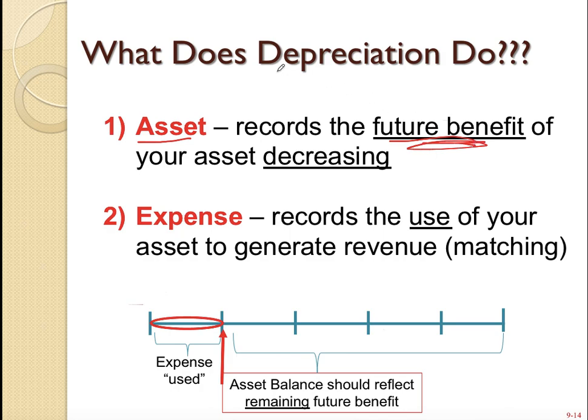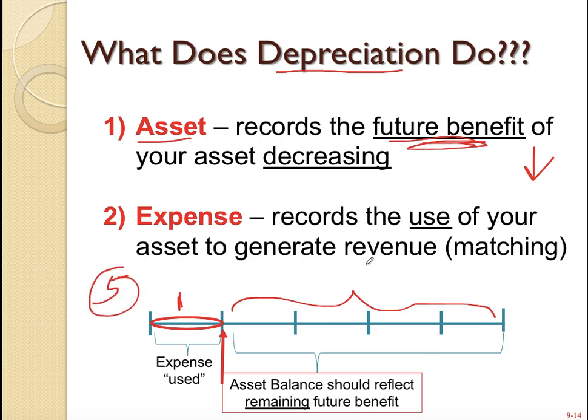And so what depreciation does is it records the future benefit of your asset decreasing or going down as you use it. So depreciation, again, is using your asset. Well, the future benefit goes down, because if you're going to use that machine for 5 years, when 1 year goes away, well, that means you only have 4 years left. So you have to show the future benefit going down, right? So that means, again, if this is year 1, once we've used the asset for year 1, now there's only 4 years of future benefit left. So we went from 5 years of future benefit to now 4. So we have to show our asset going down.